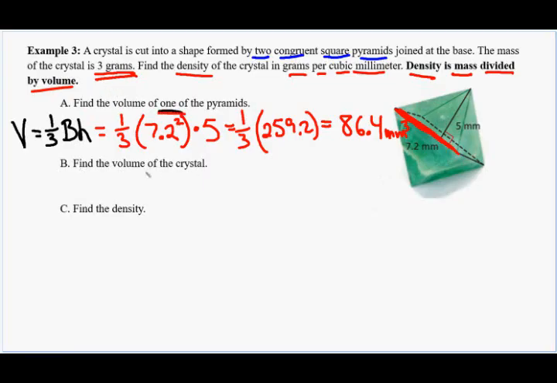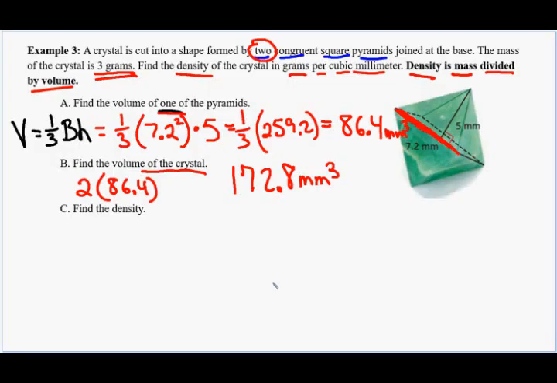Part B, find the volume of the whole crystal. Well, the crystal's made of 2 of these pyramids, so I'm going to multiply by 2 my answer from part A, 86.4. And if I multiply those, I should get 172.8, and our units are still millimeters cubed.